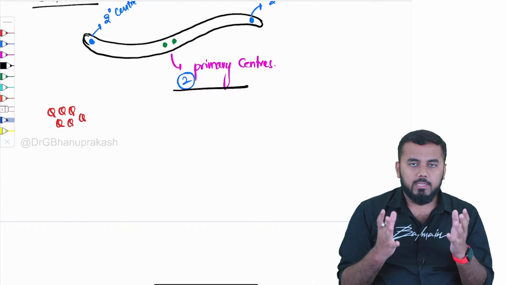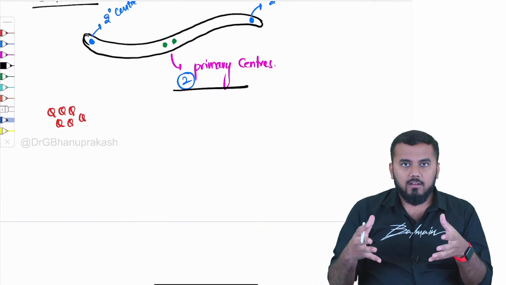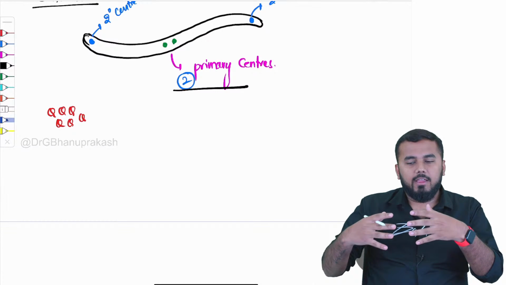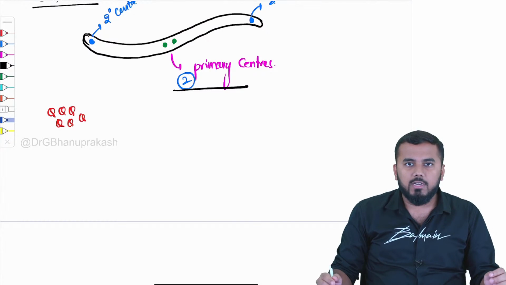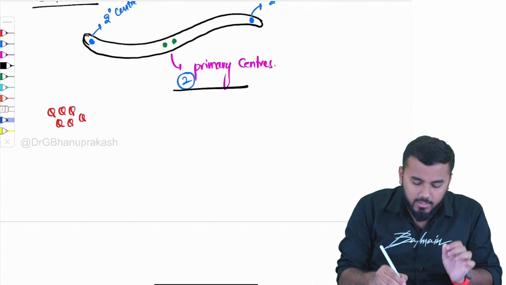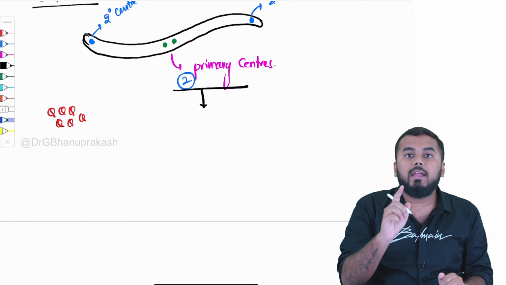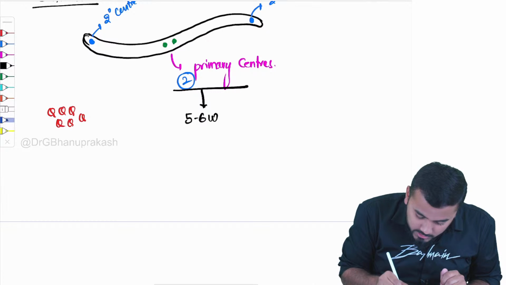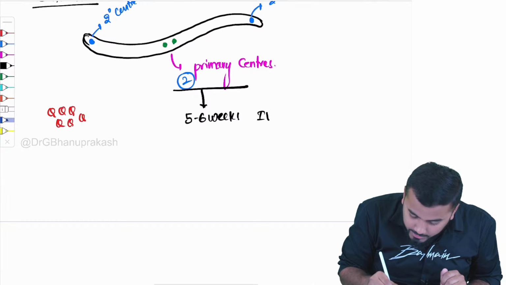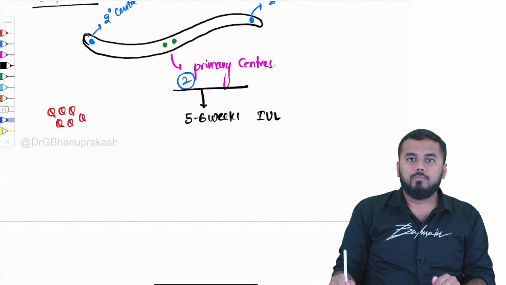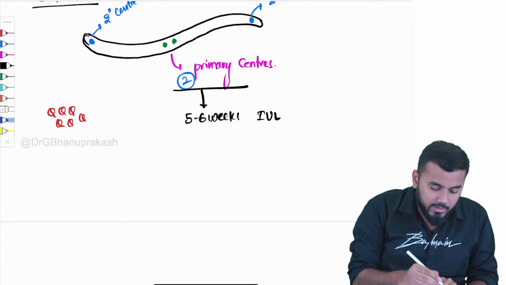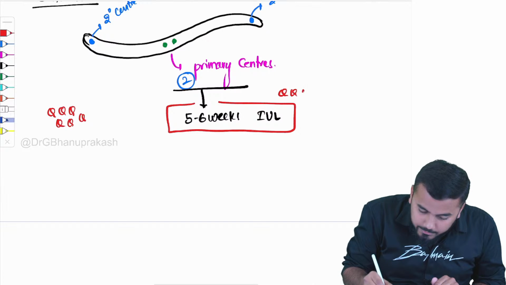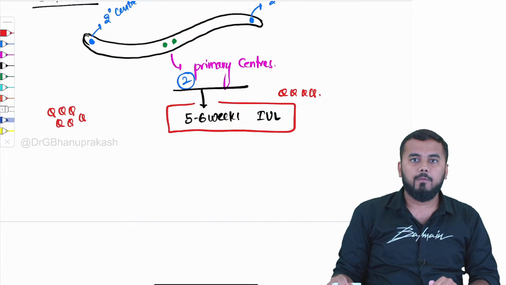You told me that during the uterine life itself, as the baby is developing inside the mother's womb, these primary centers will develop. But exactly tell me which week. Primary centers will start developing at 5 to 6 weeks of intrauterine life. This is a repeated MCQ, guys. Very, very important.